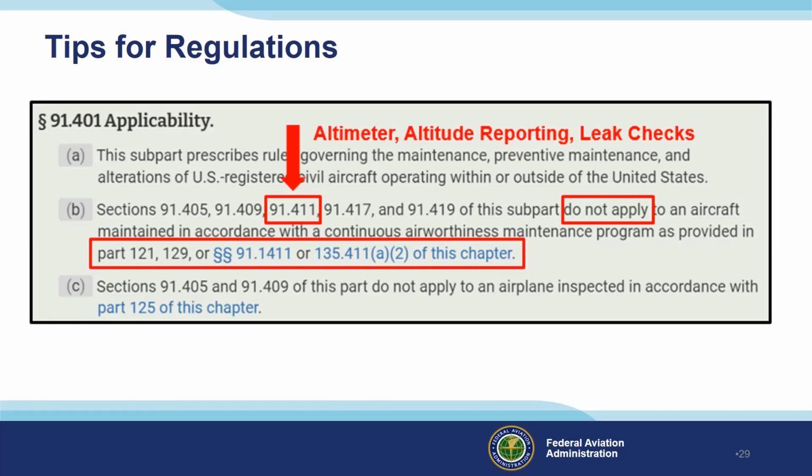And how many times have I seen log entries in aircraft operated under these parts that are signing off 91.411, when it doesn't even apply to these airplanes. These aircraft have to be maintained under their inspection program. So the correct sign off for the altimeter, and most of them are RVSM, would be in accordance with the operator's inspection program, which is usually based on the manufacturer's maintenance manual.